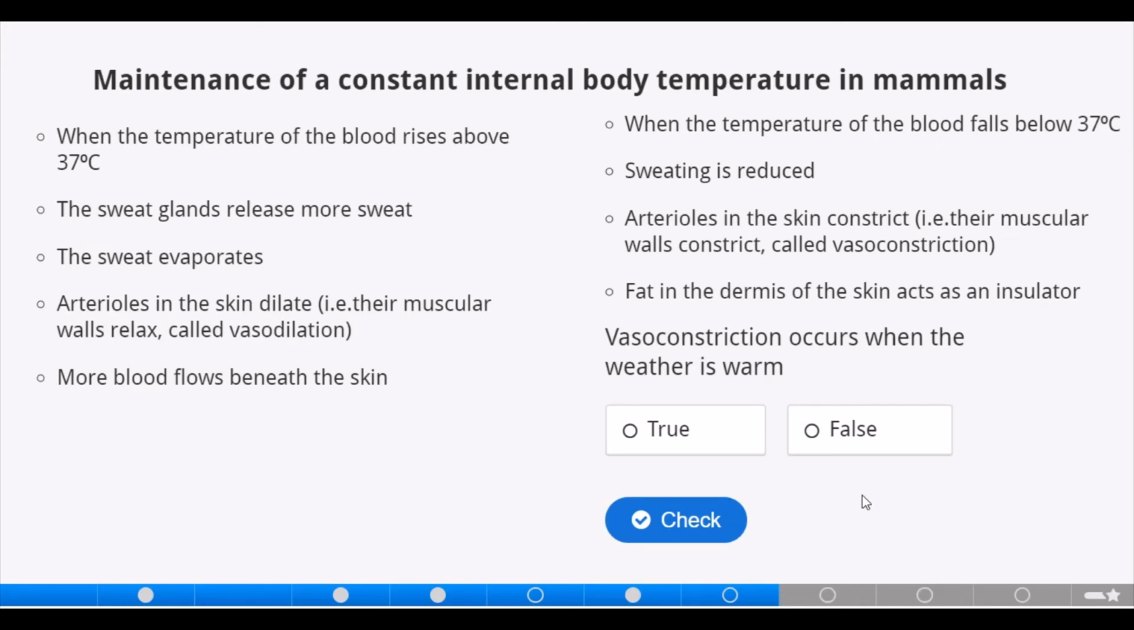Fat in the dermis of the skin acts as an insulator, and it is worthy of noting that less blood flows beneath the skin in this situation of vasoconstriction. So if we're asked, vasoconstriction occurs when the weather is warm. Is this true or false? That would be false because it's clearly stated that it is when the temperature falls below 37 degrees Celsius that vasoconstriction occurs. So that would be cold weather, not warm.